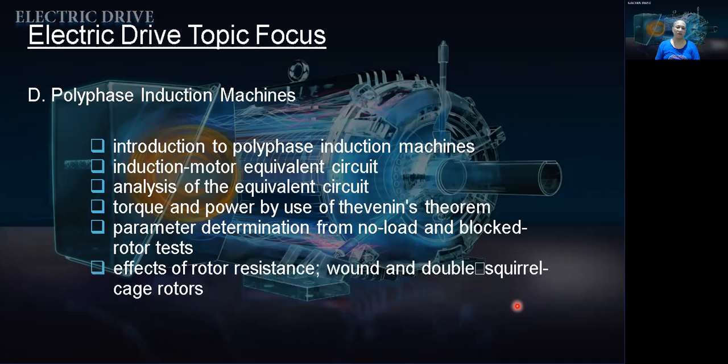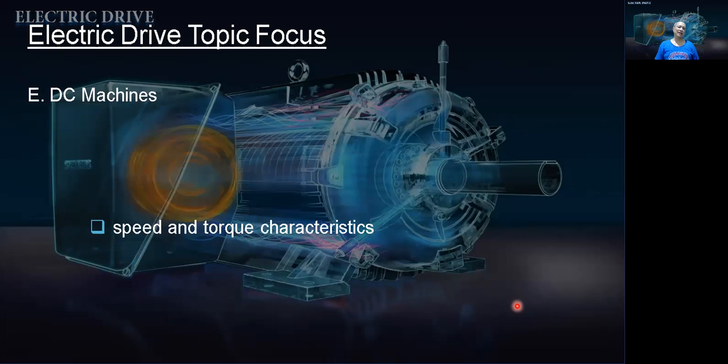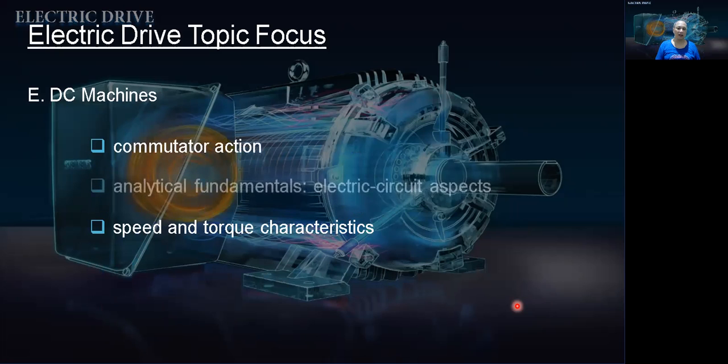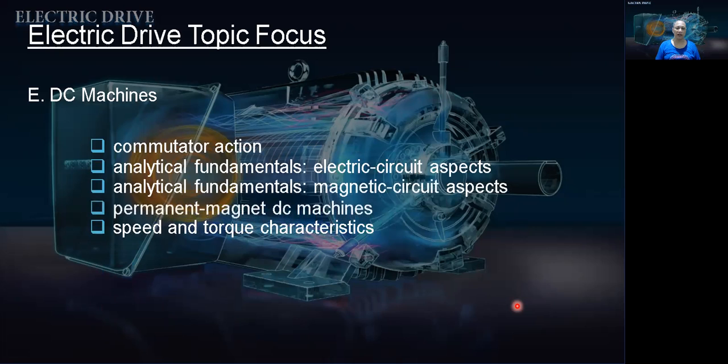rotor test. Effect of rotor resistance, wound and double squirrel cage rotors. So in this, the most common one is the squirrel cage rotor, but there are also wound ones. So if we change the resistance, then we can change the torque and speed characteristic. And DC machines, sorry, it's coming with the end.